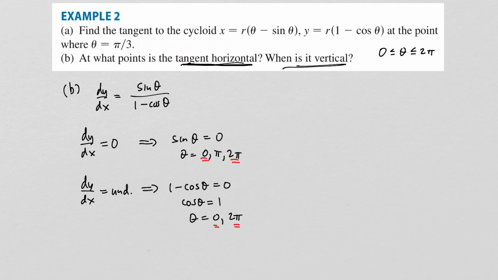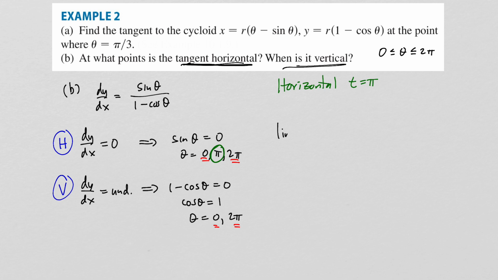So again, the horizontal normally occurs when the top is 0, right? And the vertical occurs when the bottom is 0. But if both the top and the bottom of the fraction are 0, it takes further analysis. So all we know right now is that at pi, we have a horizontal tangent. Okay, so now we've got to say what happens at 0 and what happens at 2 pi.